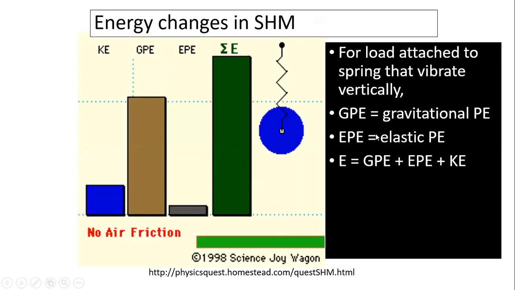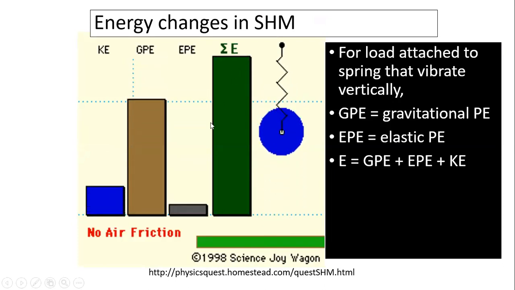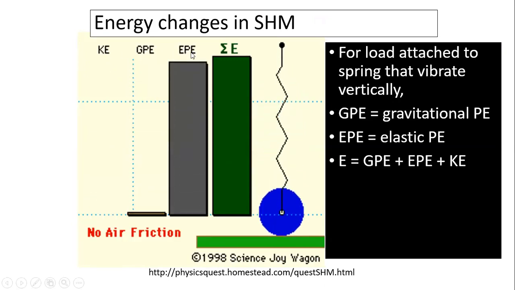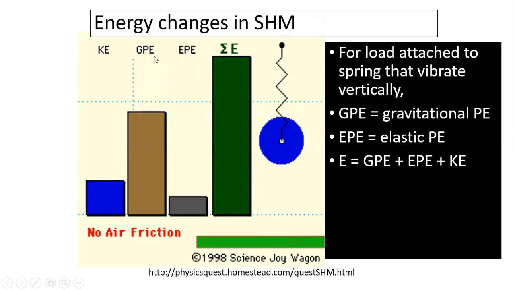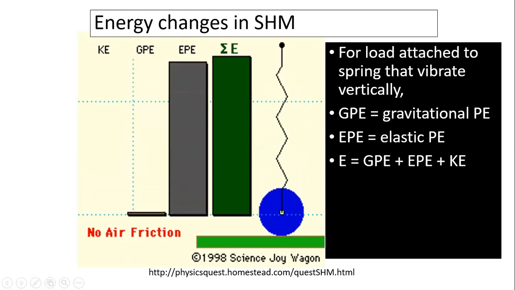Or if you have a spring and a mass there, basically the total energy is constant. So when it moves up and down, it's changing the kinetic, gravitational, and elastic potential energy. This is the gravitational potential energy, this is the elastic potential energy, that's all.